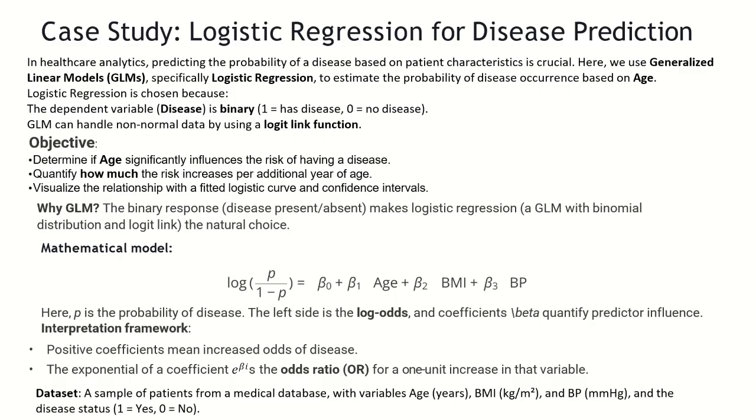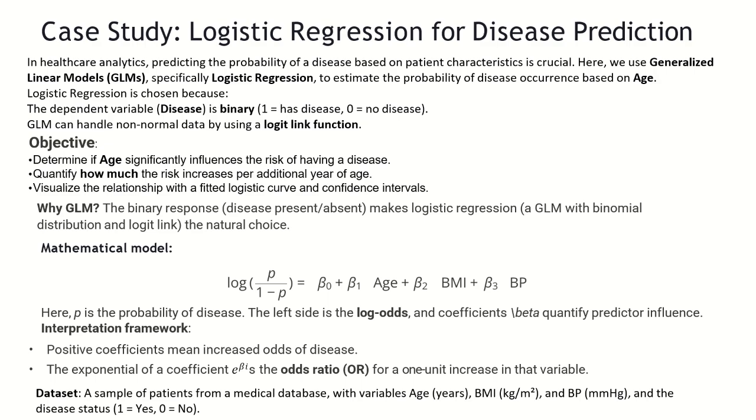And in the next slide, I will be focusing on a case study of logistic regression for disease prediction. In this case study, we use a logistic regression, a type of GLM with a binomial distribution and logit link, to predict the probability of a disease based on age, BMI, body mass index, and blood pressure. Logistic regression is ideal because the outcome variable is binary. Either the patient has a disease or not.